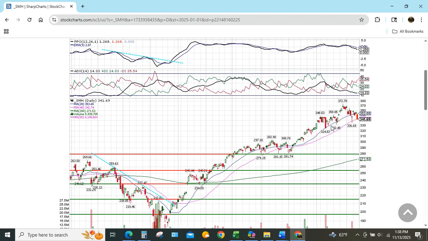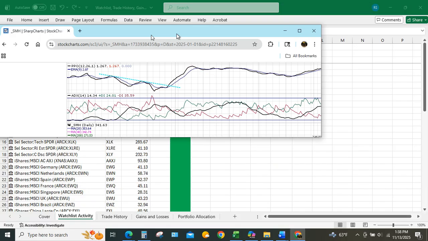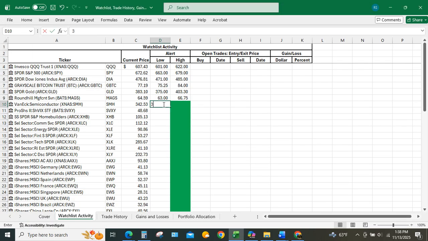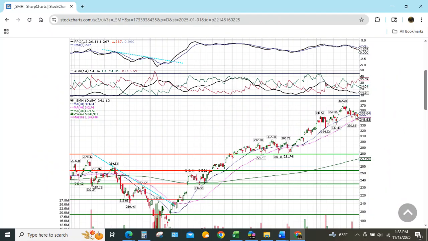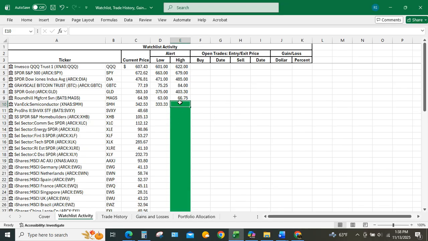But I'm going to go ahead and just throw in an alert right around that 333 level. And then for the high, I'm going to just go with the 20 because, you know, I love the 20. I think you already know that I love the 20. So I'm going to go with 355 because I want it to break above the 20. So 355. If it's above that level, I'll be interested. I'll take a look at it.